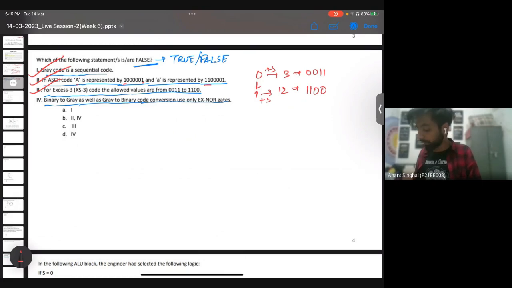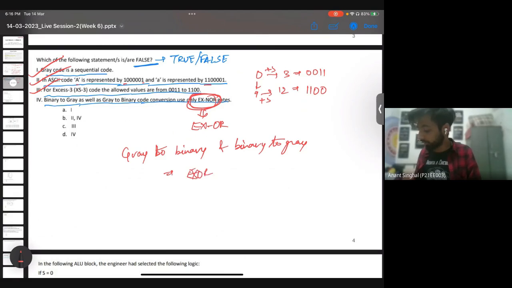Now it says that binary to gray as well as gray to binary code conversion use XNOR gates. So this is the wrong part. It always uses XOR gates. You might have done some gray to binary and binary to gray conversion in your last tutorial lectures. They always use XOR gates, not XNOR gates. So option 4 is wrong, which is the correct answer because the question says which of the following statements are false. So the correct answer to this question is option number D.